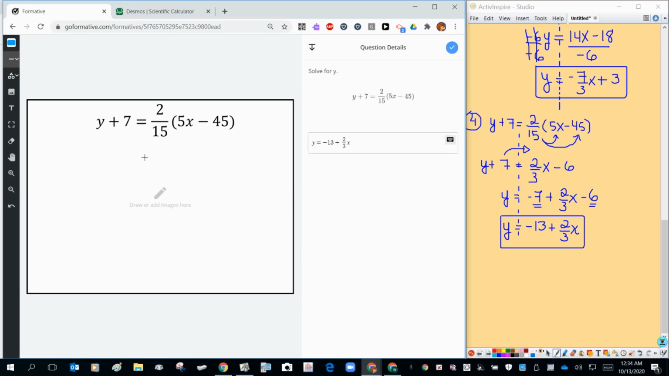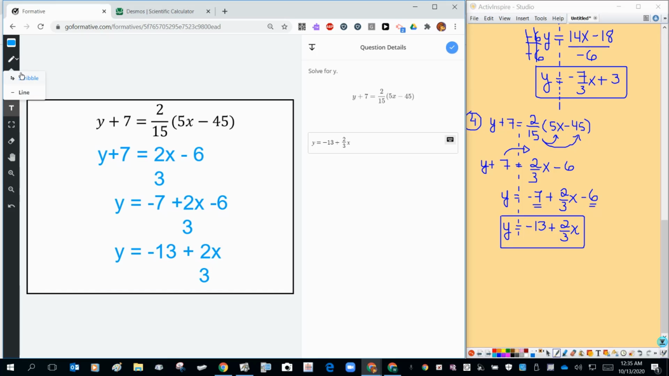So let's go ahead and copy our work and click T, and we write y plus 7 equals 2x minus 6, 3 underneath the 2. Then we want to write y equals negative 7 plus 2x minus 6. We're going to write the 3 under the 2. And we want to write y equals negative 13 plus 2x, and we write the 3 under the 2.